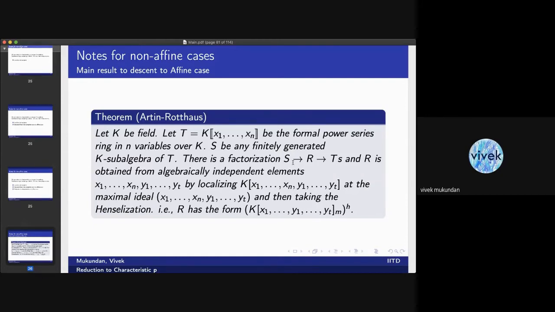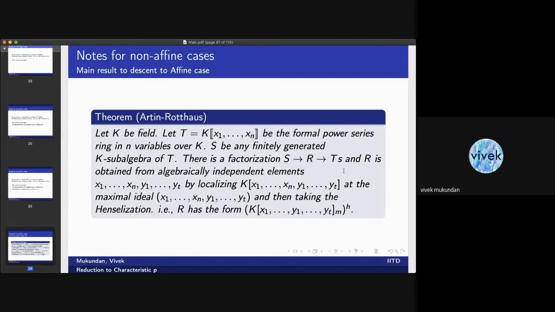And therefore, what the theorem is trying to do is, if you have the map between S and T, it factors through a nice regular ring where X1 up to Xn actually form part of a system of parameters of the Henselization of R. So, of course, it's in no way true that R actually sits inside T. That's not true at all. But S definitely sits inside R. And this is one of the main tools which is often used to reduce the problem from a complete local ring to a finitely generated K-algebra. This R is actually a finitely generated K-algebra.